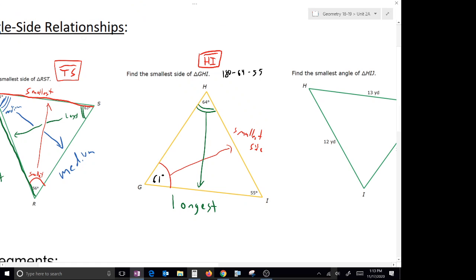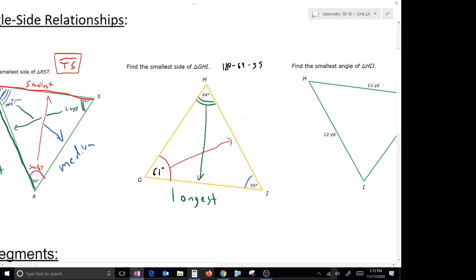And then our medium angle. Ooh, I just made a mistake there, didn't I? That is not the smallest angle. 61 is not the smallest. That would be the medium. Not looking at my numbers carefully.